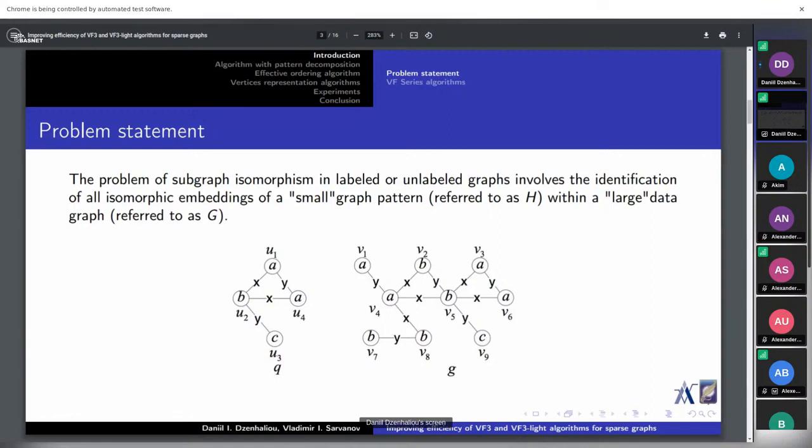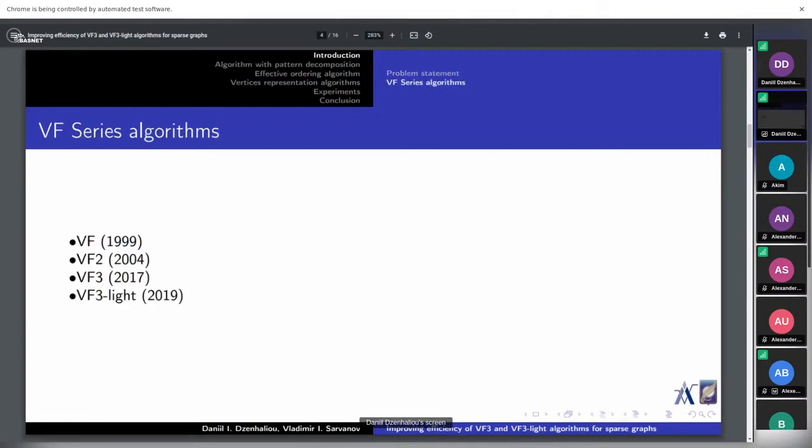These problems have several practical applications. For example, in chip design or in bioinformatics, when we need to find occurrences of, for example, some small molecule in a big molecule.